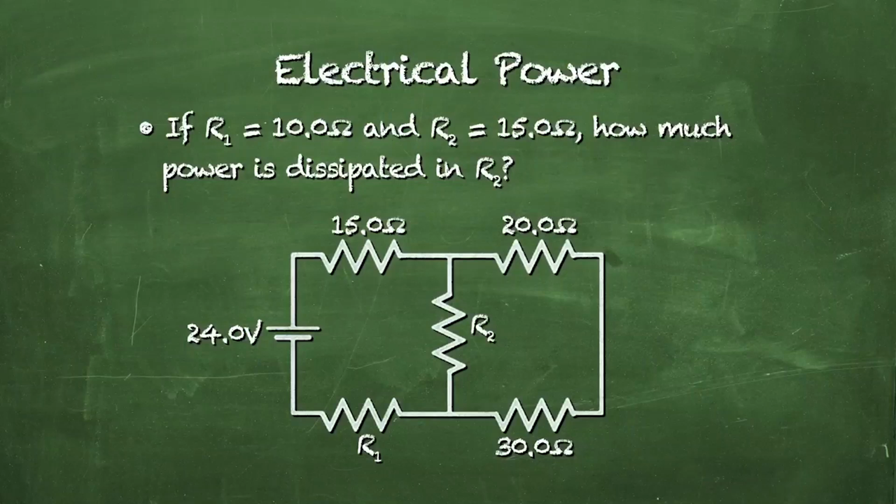Let's do another example. In the circuit below, if R1 is equal to 10 ohms and R2 is equal to 15 ohms, how much power is dissipated in R2? So please draw your diagram. And since we're looking for the power dissipated in R2, we'll eventually have to figure out the current through R2 and the voltage difference across R2, since power is equal to voltage difference times current.